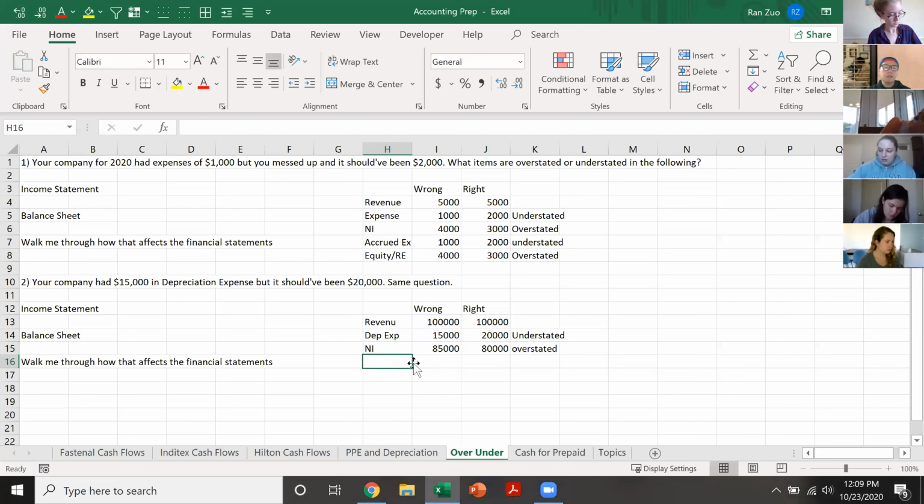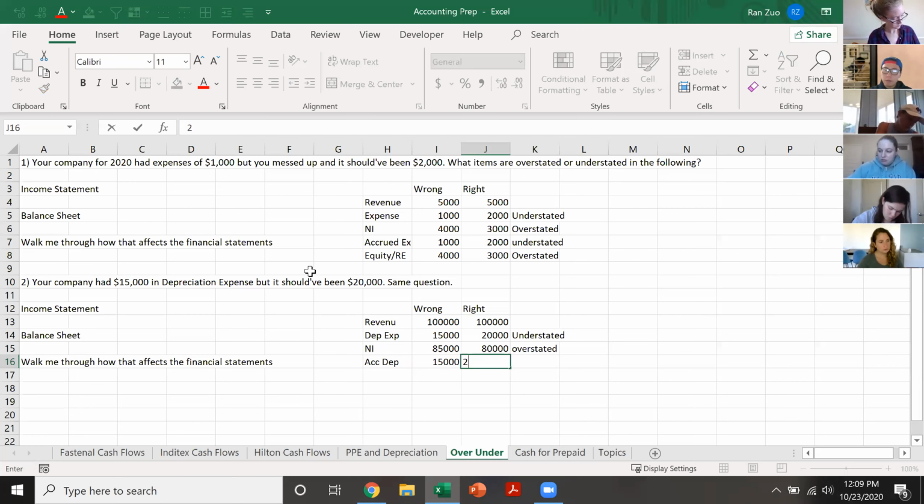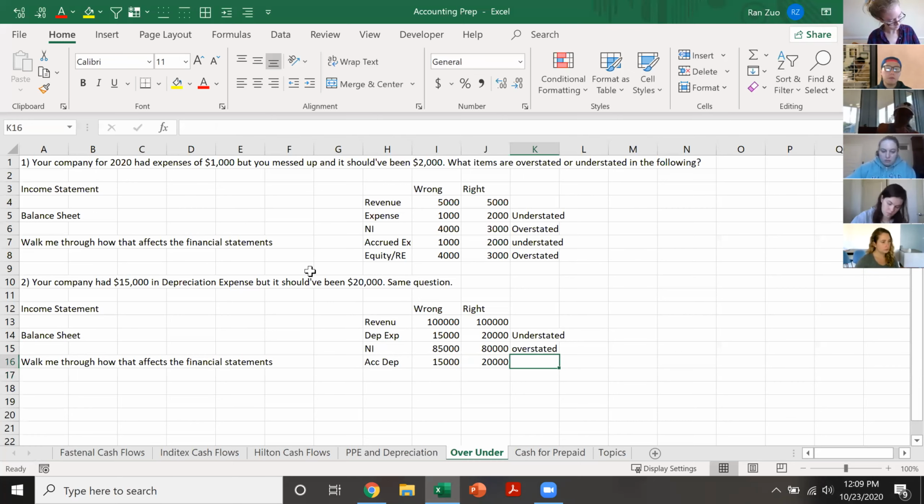Now let's move on to the balance sheet. What does this affect? Your assets. Which assets? Specifically, we're dealing with depreciation expense. PPE, very good. PPE, specifically the contra asset, right? Accumulated depreciation. Let's just say it's the first year. You said it's 15,000, should have been 20,000. So your accumulated depreciation is what? Understated.